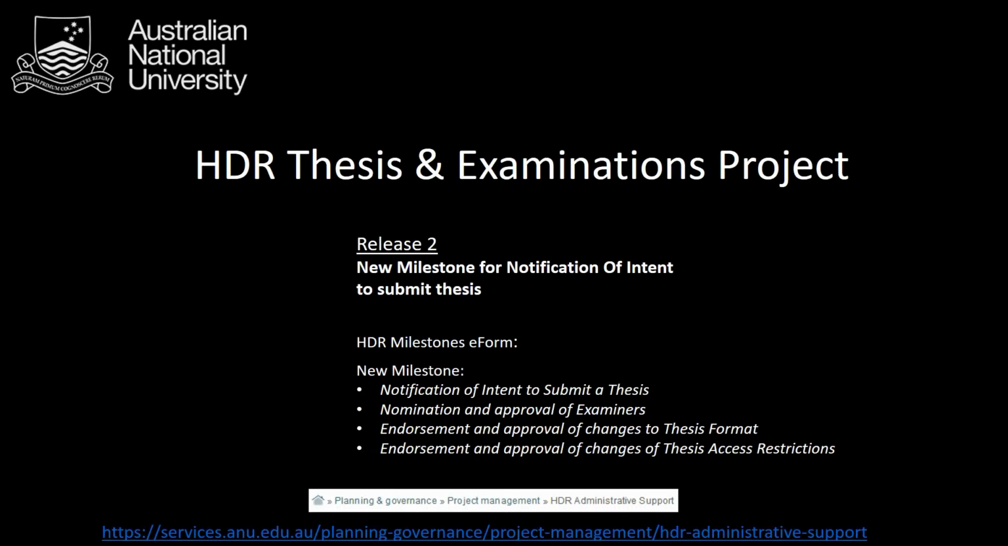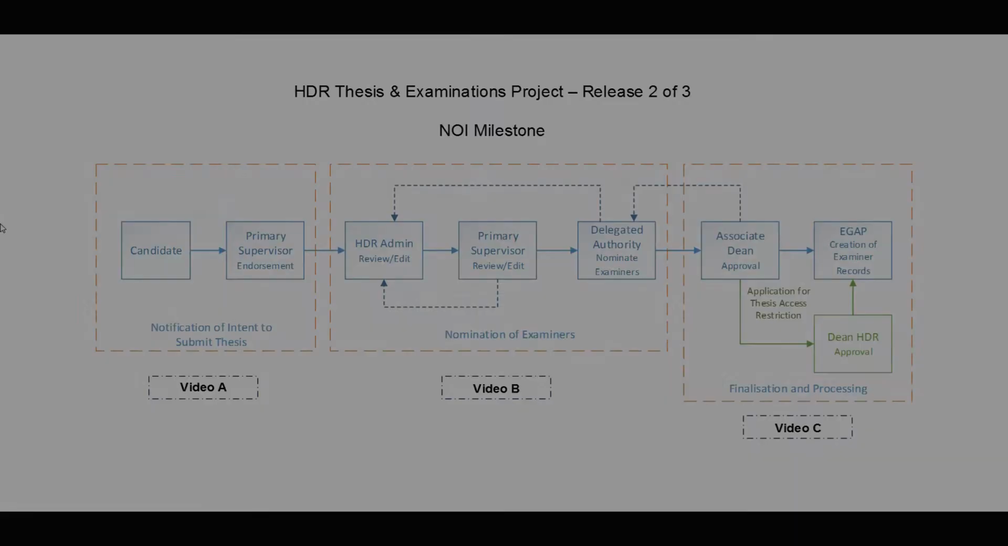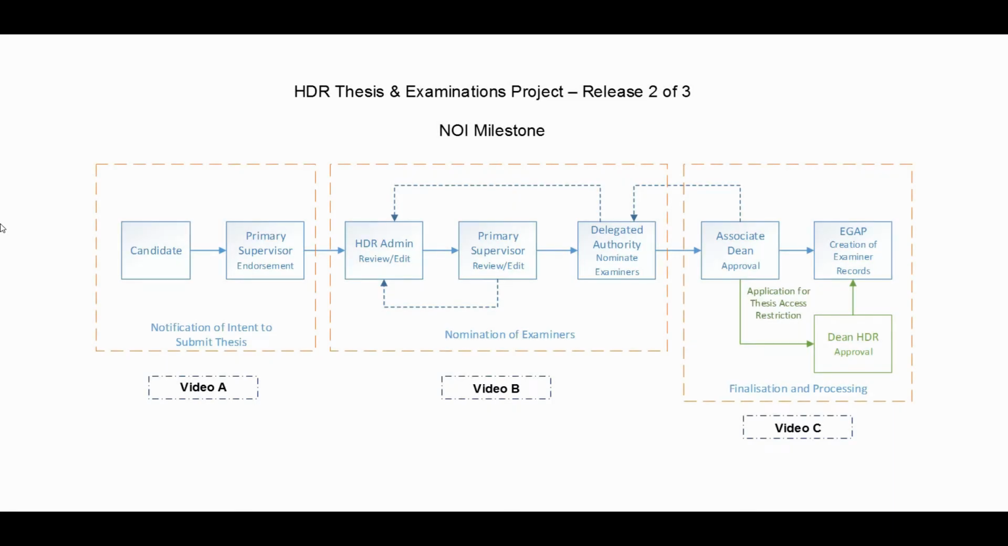Welcome to this detailed demonstration of the third and final segment of the Notification of Intent to Submit milestone, released as part of the HDR Thesis and Examinations project. This video steps through the approval and processing states at the end of the milestone. This includes the finalization and approval of the examination panel by the Associate Dean, approval of thesis access restrictions by the Dean HDR, and final processing by the HDR Examinations Office.